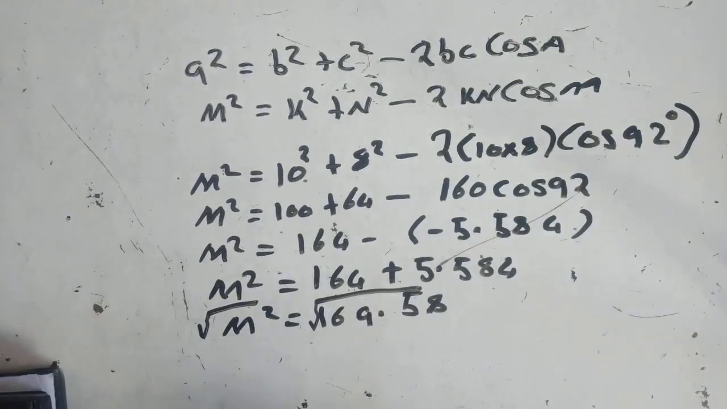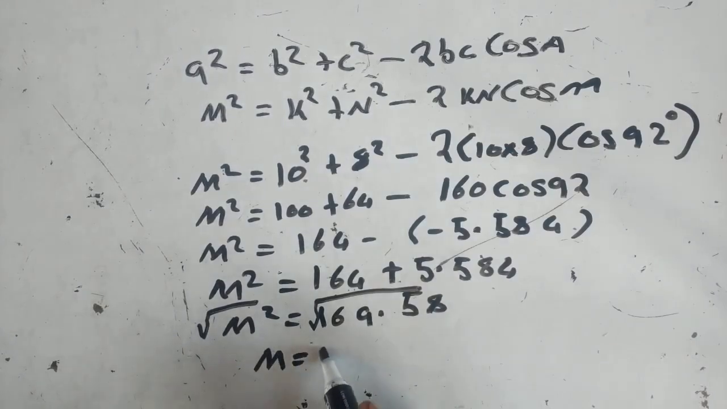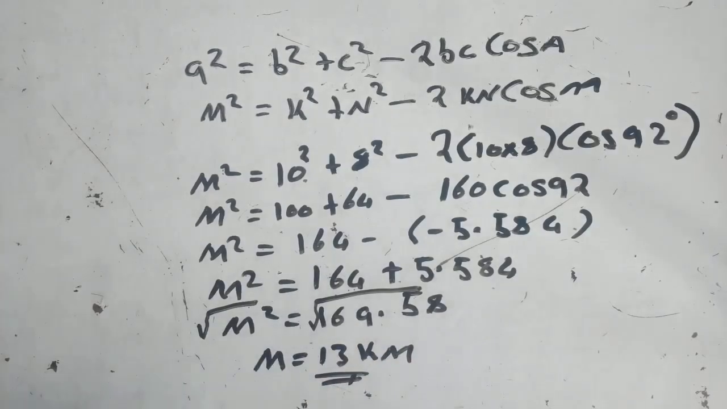So what is the square root of 169.58? The square root of 169.58 is 13.02. So you can just write your M to be 13 kilometers. So this is how this question was supposed to be answered. Having found our M to be 13 kilometers, we can now proceed to the next question. So this was question 1. Let's now look at question 2.